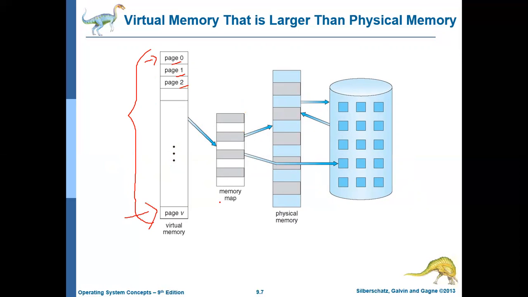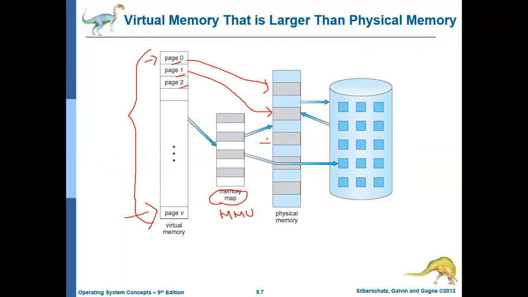Then we have this memory management unit. This memory map is nothing but the MMU, memory management unit. What the memory management unit does is map the logical address, or virtual address, to the physical address. Whatever may be page 0 may come here, page 1 may come here. So the point is that virtual memory will be contiguous, whereas physical memory will not be contiguous.